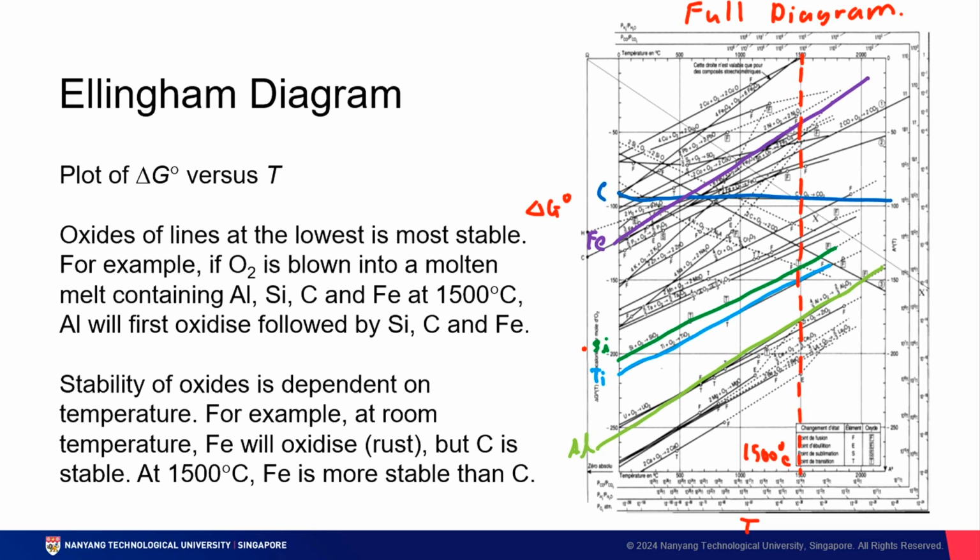The last thing to note is that the stability of oxides is dependent on temperature. For instance, here, at room temperature, iron is more stable than carbon and it will rust. However, at 1500 degrees Celsius, the opposite is true, and you can actually use carbon to get pure iron.